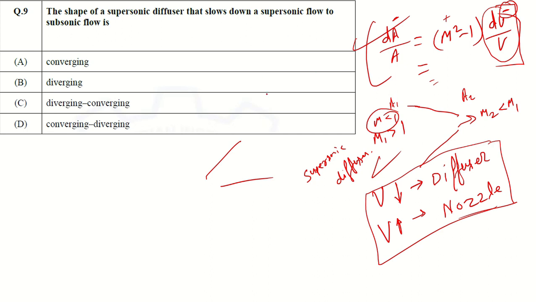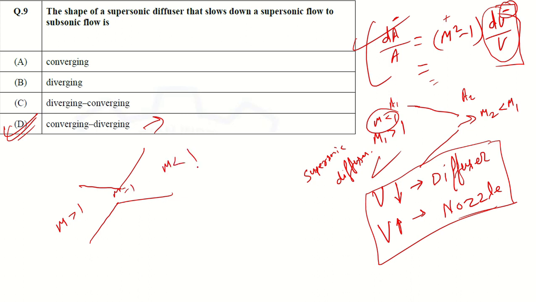Now according to the question, we have converging, diverging options. The shape of the supersonic diffuser that slows down a supersonic flow to subsonic flow is a converging-diverging diffuser. So this is the right option. M is greater than 1 here, M is equal to 1 at the throat, and finally M is less than 1.